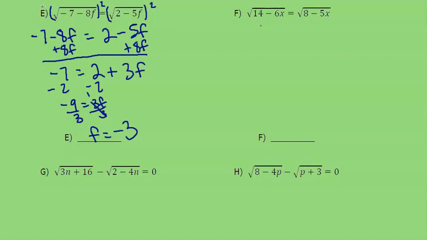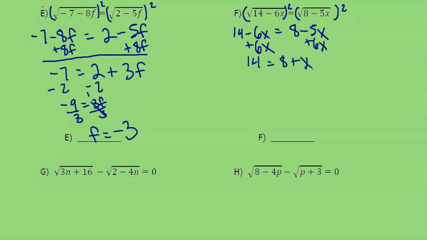F. The square root of 14 minus 6x equals the square root of 8 minus 5x. Exponentiate each side by 2 to get 14 minus 6x equals 8 minus 5x. Add 6x to each side. And you have 14 equals 8 plus x. Subtract 8 from each side. Then we have 6 equals x. There's nothing else to divide here, so that's your solution. X equals 6.